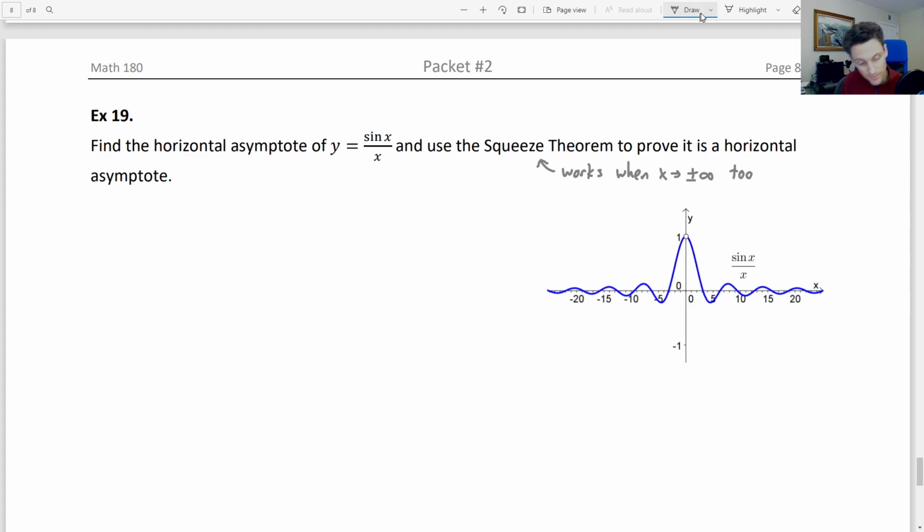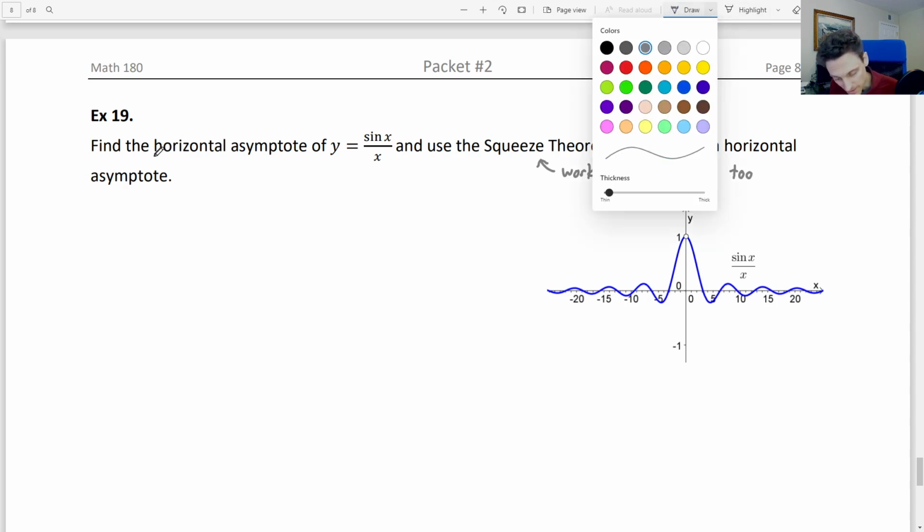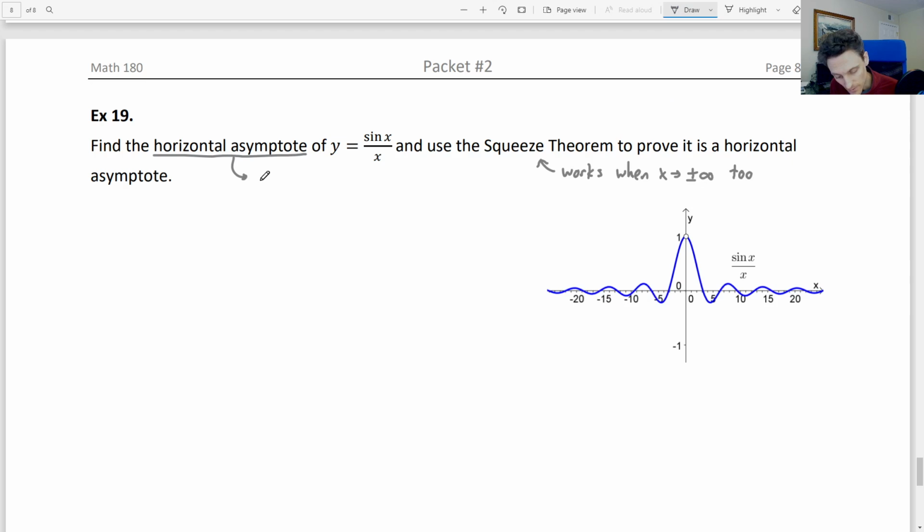Now, something else to consider is that to find the horizontal asymptote, we have to take the limit as x approaches infinity. So we're going to be thinking about the limit as x approaches infinity. Let me write that down as a note too. And it says the horizontal asymptote, so it seems to be indicating that there's only one. So we only need to check x approaching infinity.